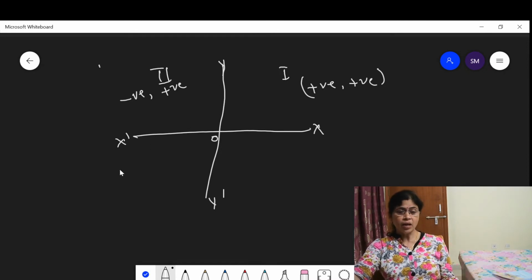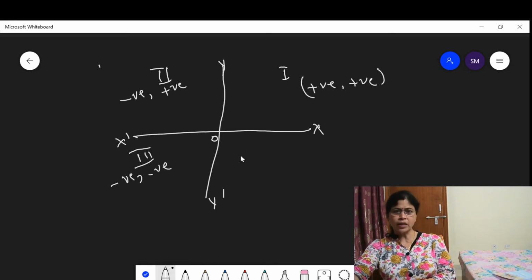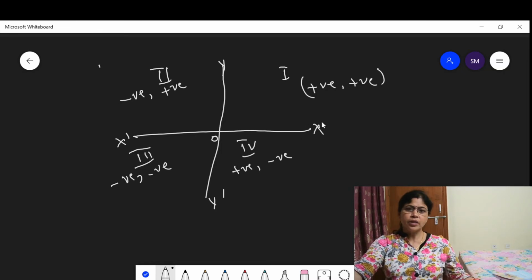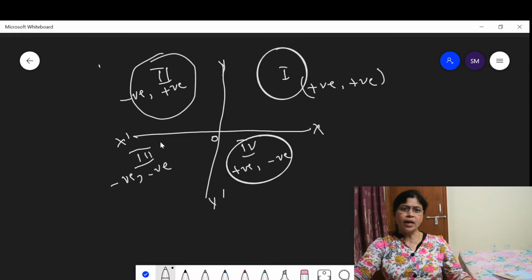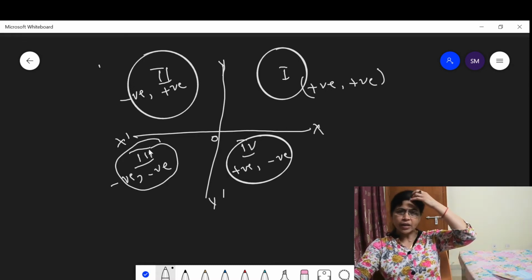And this is the third quadrant. The third quadrant says here x is negative and y is also negative. Here the fourth quadrant says that x is positive and y is negative. This is the fourth quadrant, this is the first quadrant, this is the second quadrant, and this is the third quadrant.